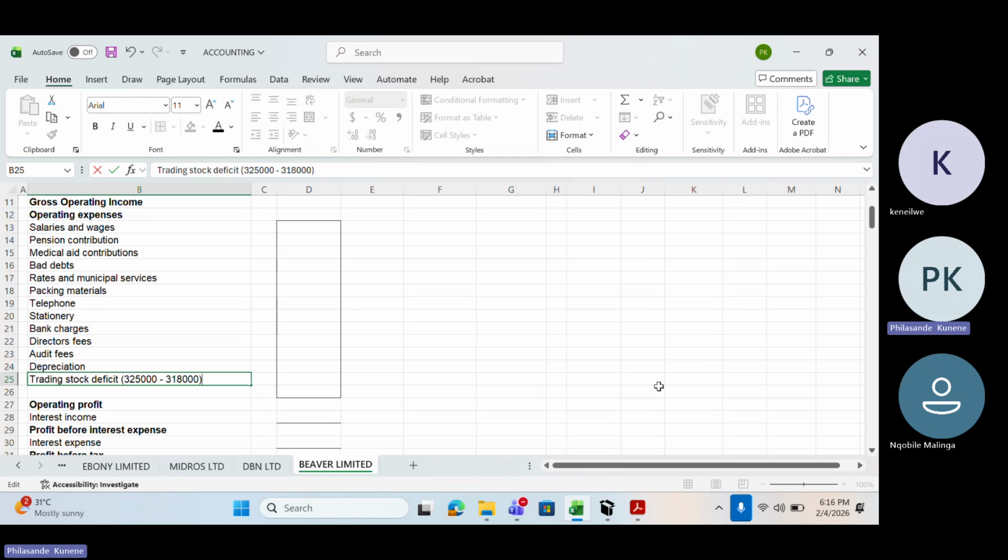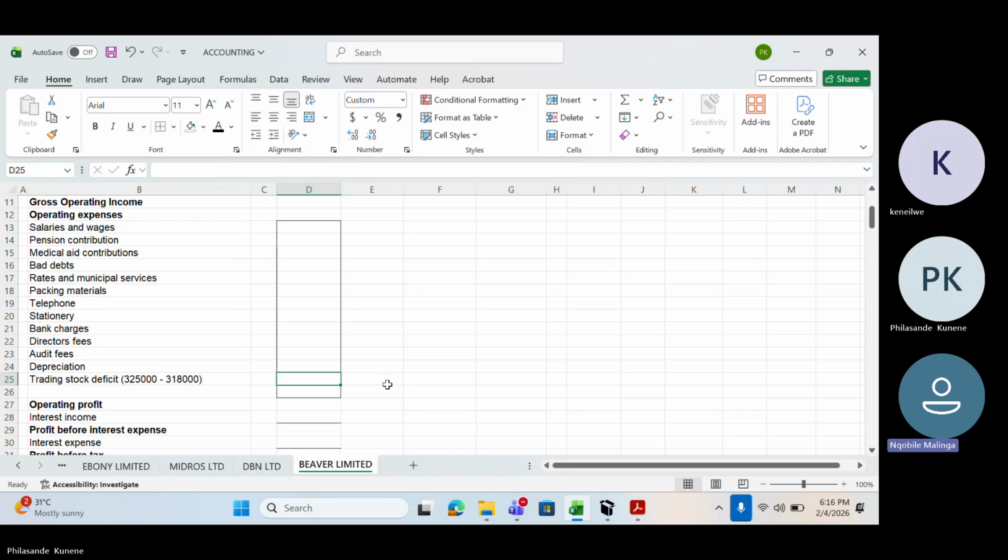Why am I saying that? It is because the stock that has been recorded in our books is higher than the one that we actually have. So it's possible that along the way some stock was stolen or damaged. We don't know, but we lost trading stock, which is the difference between the two. So how much? 325 minus 318 is 7,000. We have a stock loss of 7,000 rand, which means we don't know how we lost it, but it's possible that it was damaged, stolen, or expired.